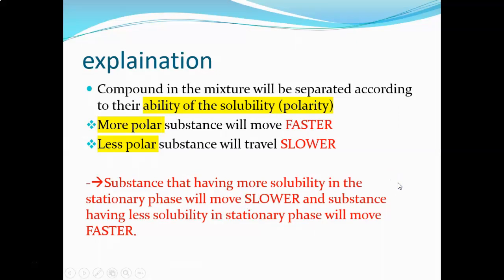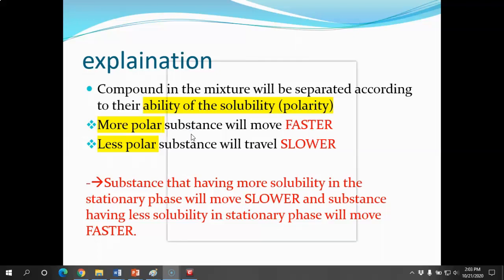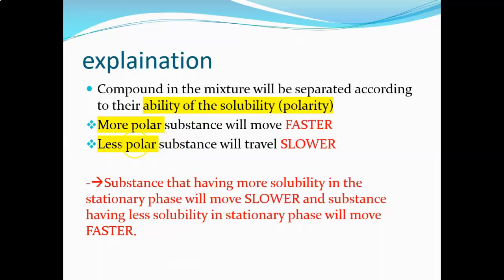Okay, the explanation. To further explain about paper chromatography, the compounds in the mixture will be separated according to their solubility, which is the polarity. Okay, that means if the substance is more polar, it will move faster. Less polar substance will travel slower.